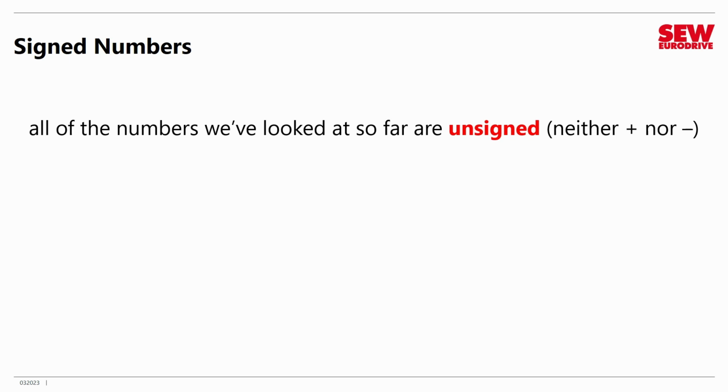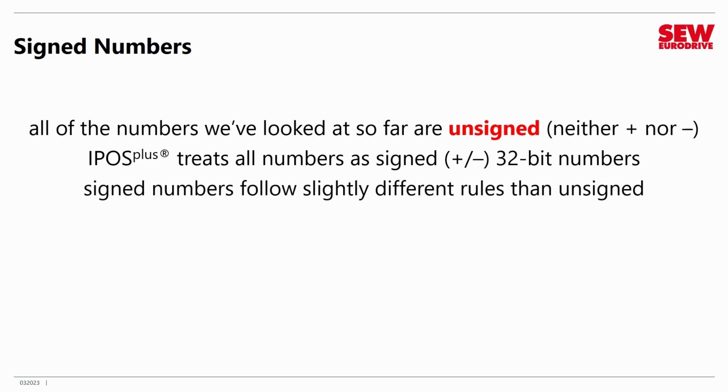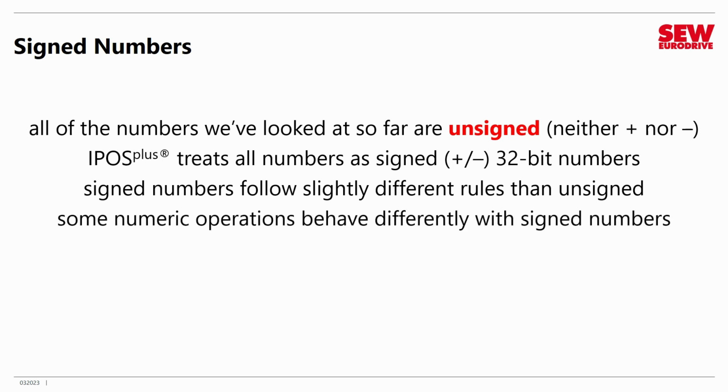And many programming languages can work with unsigned numbers. But IPOS is not one of them. In IPOS, everything pretty much is treated as a signed 32-bit number. So we need to understand how the sign works. If you don't, you can make some big mistakes and really mess up your numbers. Signed numbers follow slightly different rules than unsigned as far as how we work with them in binary and hexadecimal. And you have to be careful because some numeric operations behave differently with signed numbers than unsigned. Happily, with IPOS that doesn't come up too much, but you should still be comfortable with the difference.